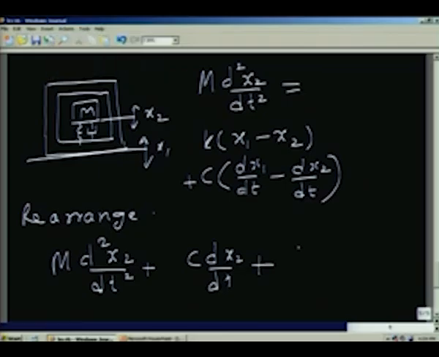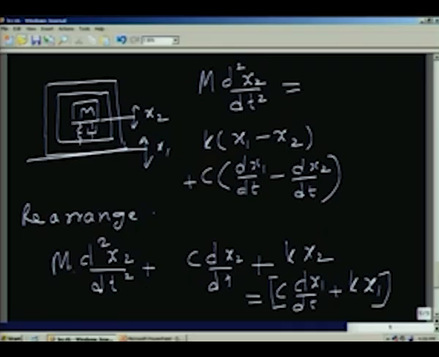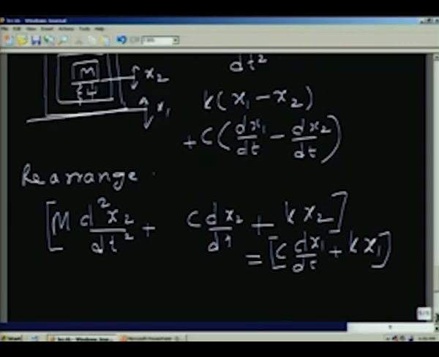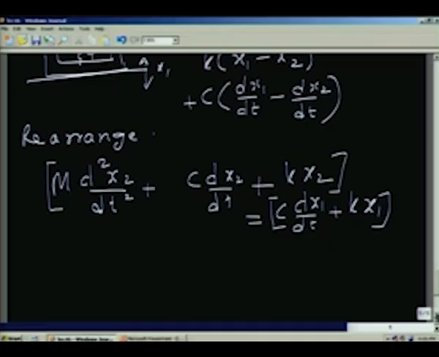plus k into x2, this will be equal to c dx1 by dt plus k into x1. So, on the left hand side I have got all the x2 terms, and on the right hand side I have got all the x1 terms. And if you notice, x1 is actually known to us, or it is given as the input. So, we can treat x1, for example, as some x naught cos omega 1 t.